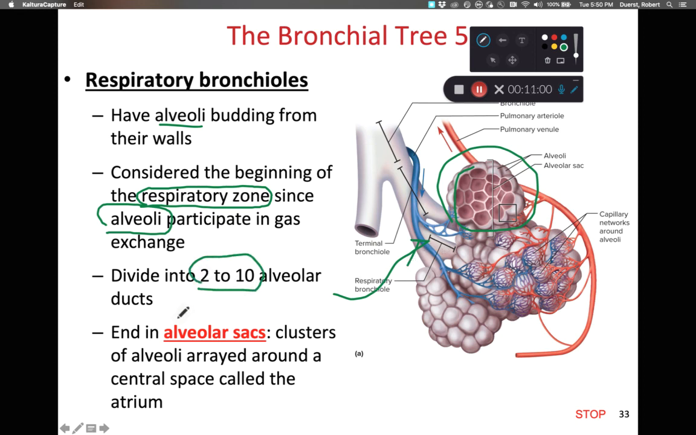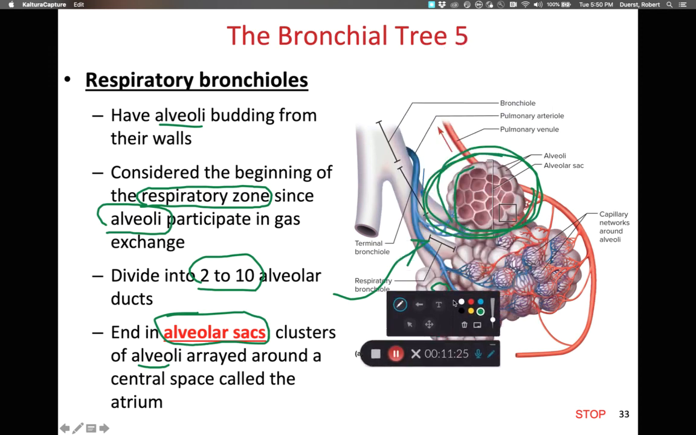Each alveolar duct is going to go to a larger alveolar sac. This large alveolar sac is a giant cluster of individual alveoli. So you can see there's an alveolus, there's an alveolus, there's another alveolus. All of these individual alveoli are connected through tiny little holes called alveolar pores so that air can go from one alveolus to the adjacent alveolus.